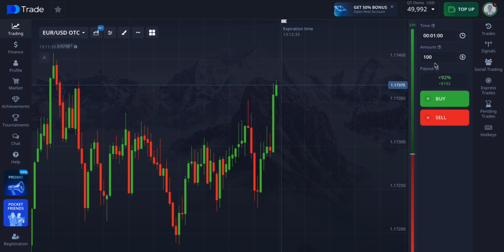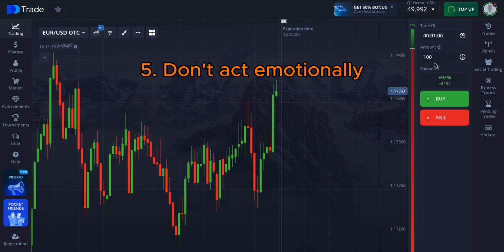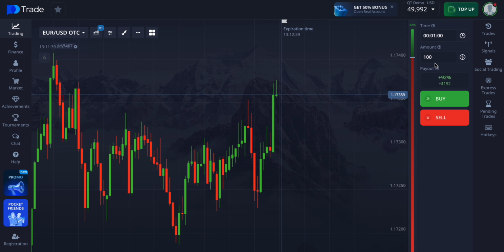And the last tip is to control your emotions, which is exactly what I was talking about. Revenge trading, overtrading, over-risking, all of these come from emotions, okay? If you can't control your emotions, if you become too greedy, too fearful, too vengeful, then you will lose your money in a blink, okay?